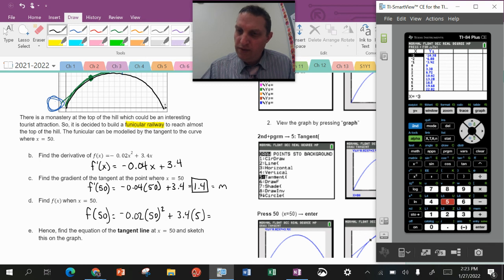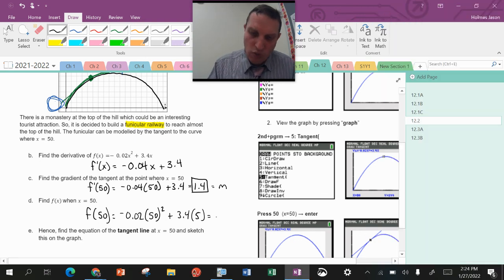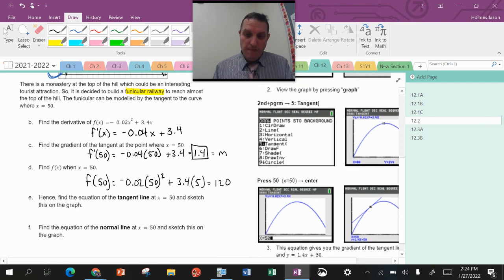We can put in 50, or we can scroll down. There's a setting where we could get it to tell us exactly what it was, or to ask us to check it. So we go down, and we figure out that it is 120. Again, use your calculator or just do the calculations.